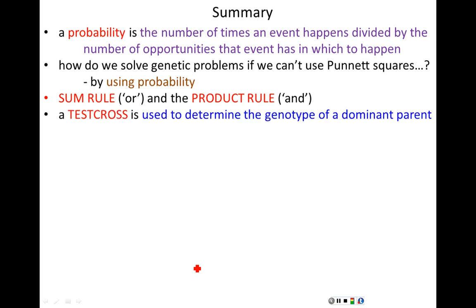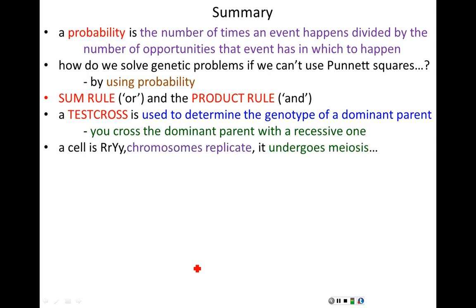We went back to the idea of a test cross and kind of refortified the idea that it's used to determine the genotype of a dominant parent who has an unknown genotype. You cross that dominant parent with a recessive one. If you see recessive progeny, you know that there was a recessive allele in the dominant parent, making them heterozygotic.